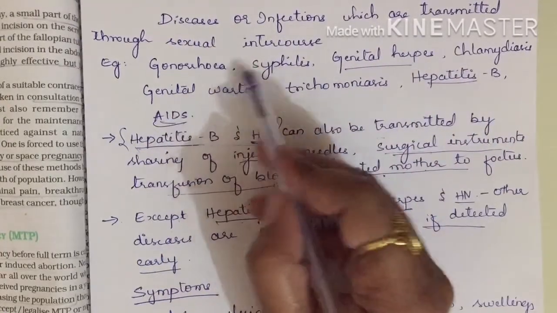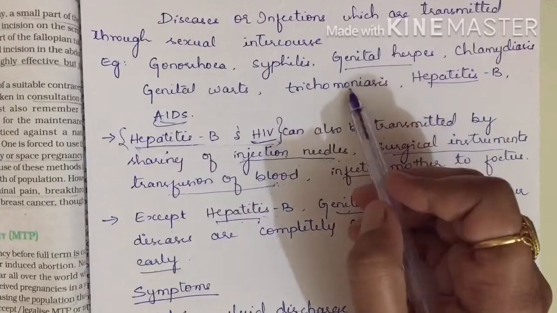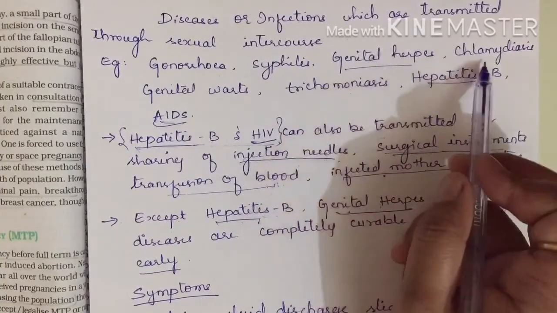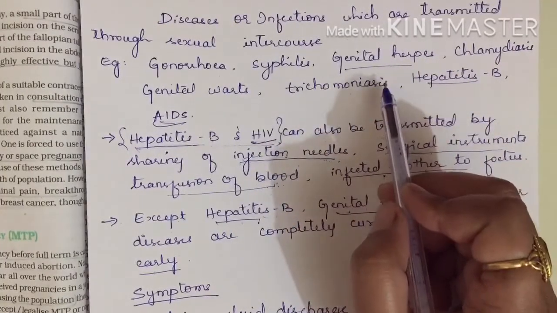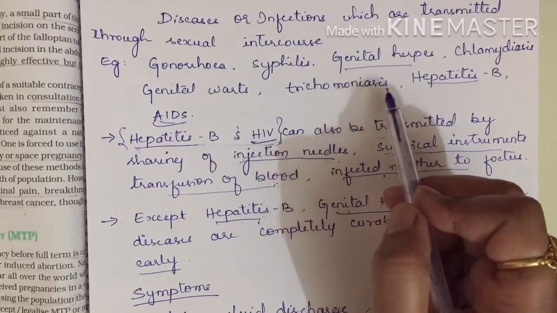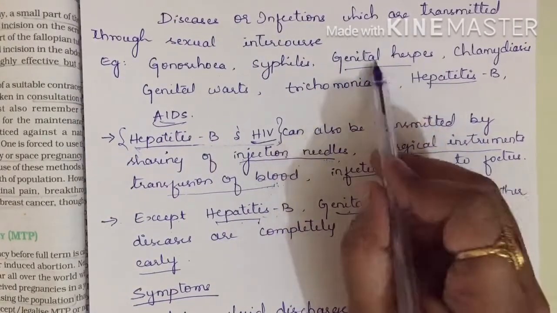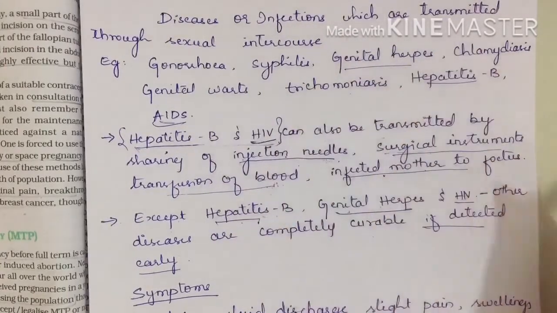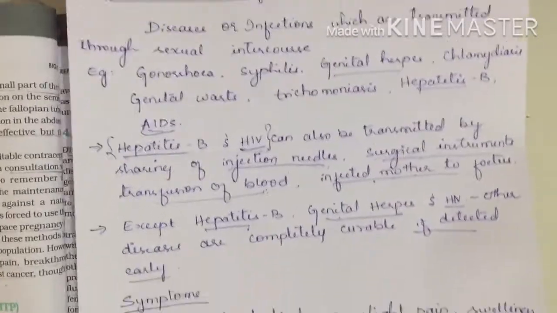Leaving this, the rest, gonorrhea, syphilis, genital warts, trichomoniasis, chlamydiasis, can be treated if they are identified early, diagnosed early, detected early. They can be treated, they can be cured, but not these three. Okay. Next, what are the symptoms of this?